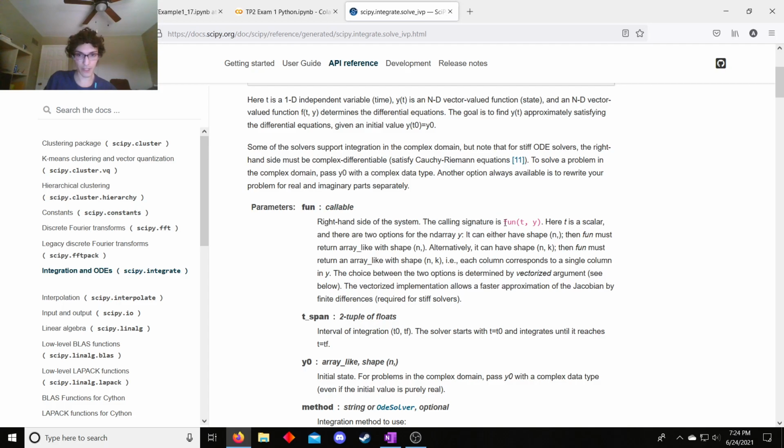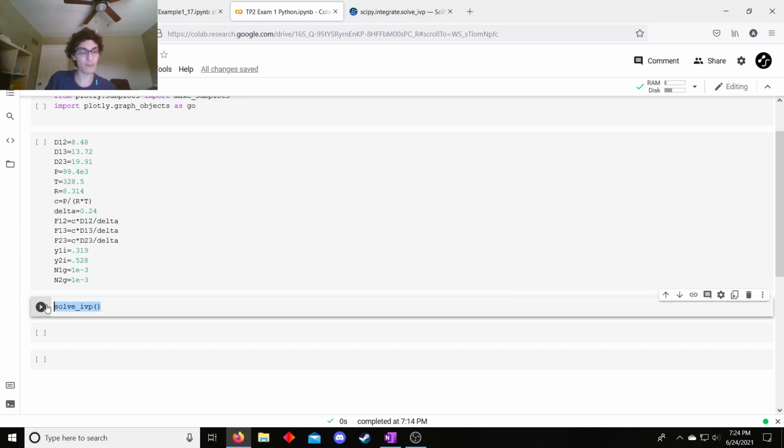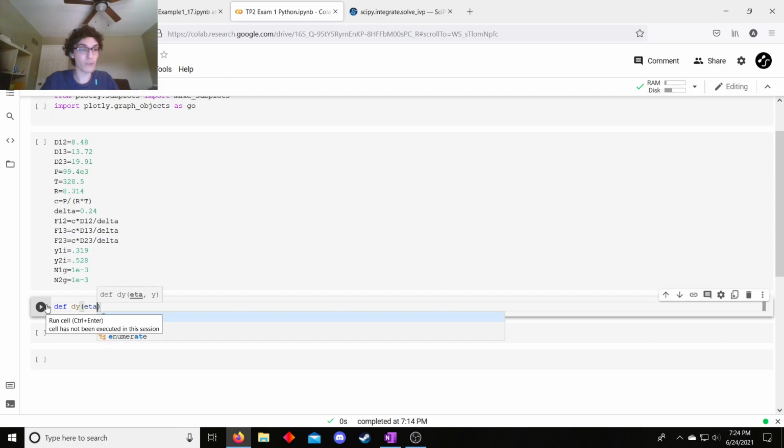So first thing is this function that we need. It needs to look like this, t and y, where t is a scalar and y is an array. And it's going to be our dependent and independent variables. So we need to define a function. I'm going to call it dy, and our independent variable is eta, and our dependent variable is y, and this is going to be an array.